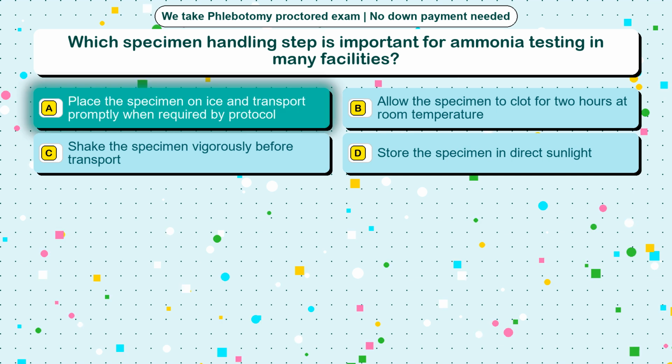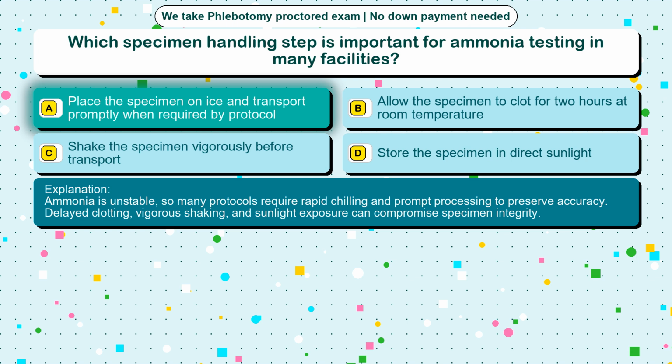The correct answer is option A. Place the specimen on ice and transport promptly when required by protocol. Ammonia is unstable, so many protocols require rapid chilling and prompt processing to preserve accuracy. Delayed clotting, vigorous shaking, and sunlight exposure can compromise specimen integrity.